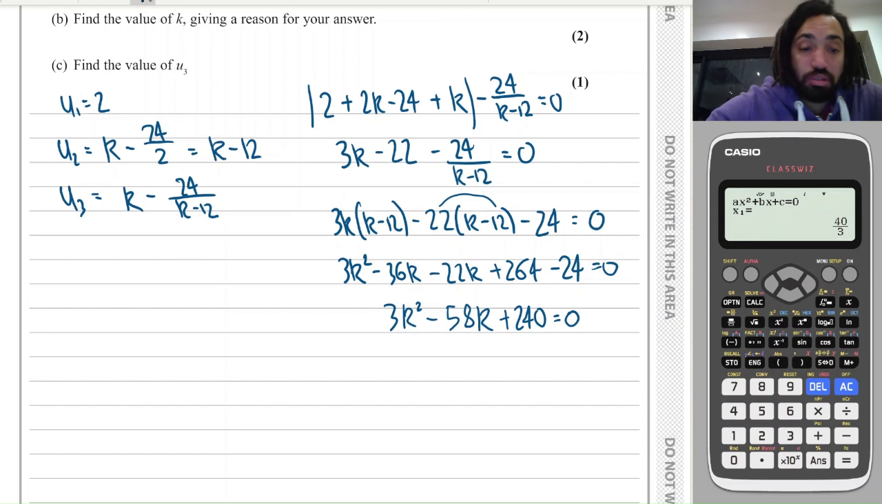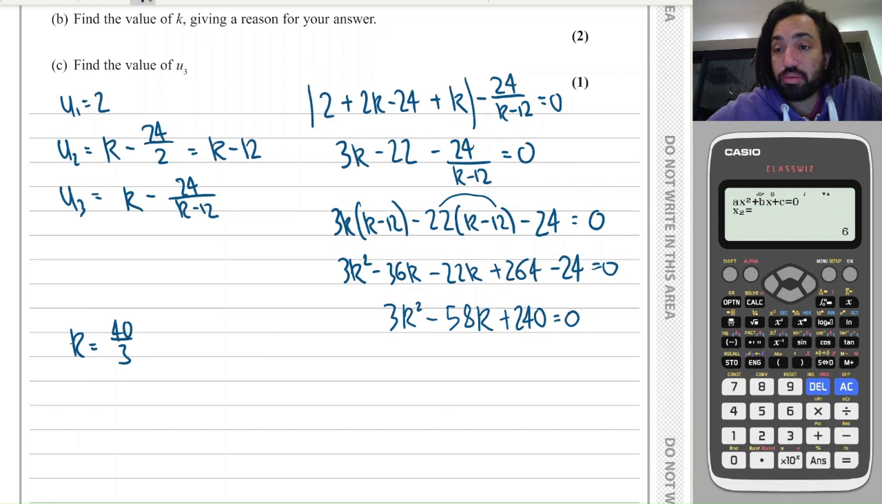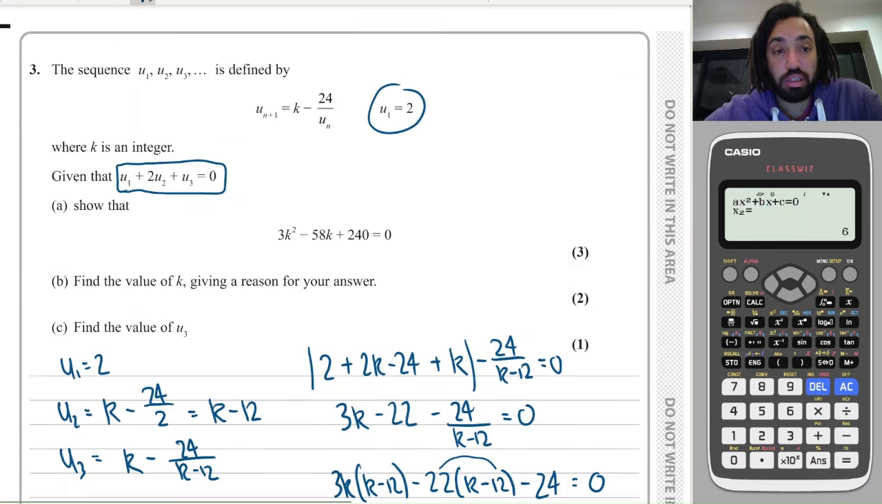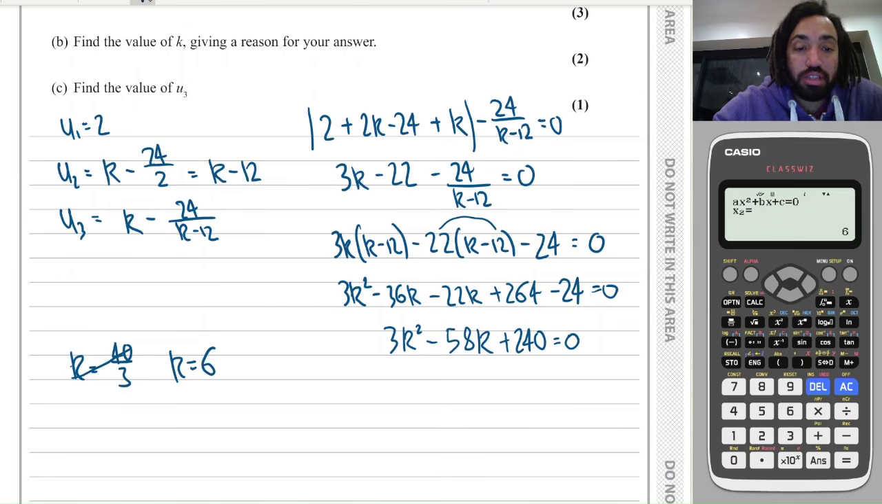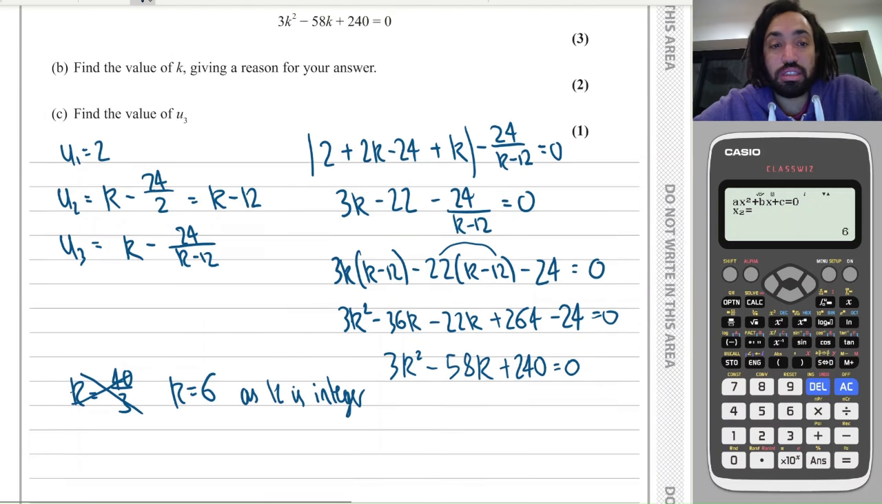Right, so I'm going to get k equals 40 over 3, and I bet the other one's going to be k equals 6. I've got to choose the correct one. There it is: k is an integer. I knew there'd be something like that, which means I can eliminate this because k is an integer. It does say give reasons for your answer, so I need to write this down to make sure I get the mark, as k is an integer.